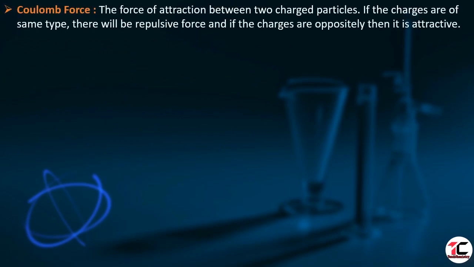Coulomb force is the force of attraction between two charged particles. If the charges are of the same type, there will be a repulsive force, and if the charges are opposite, then it is an attractive force. Dear students, with the orbital diagram it is very difficult to show the structure of the compound. So Lewis made another way to represent the structure of compounds, that is called the electron dot structure.